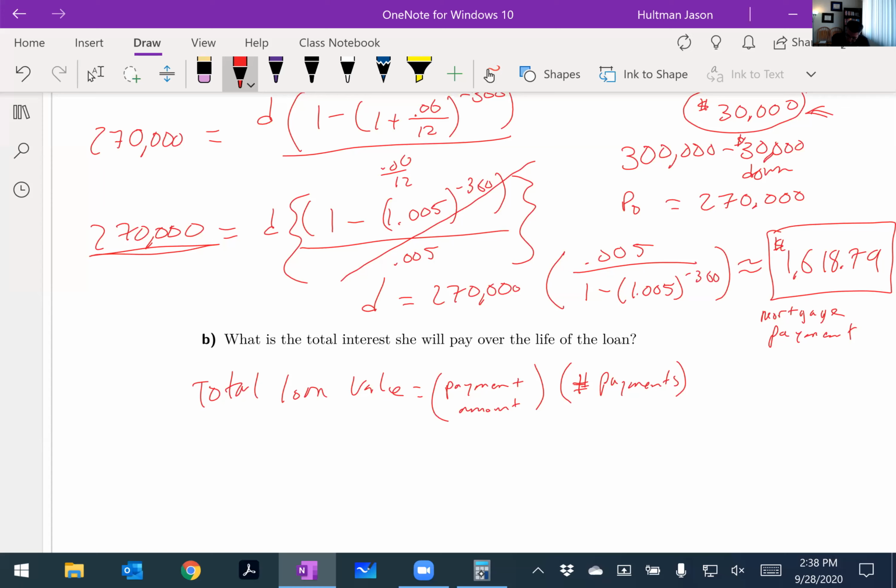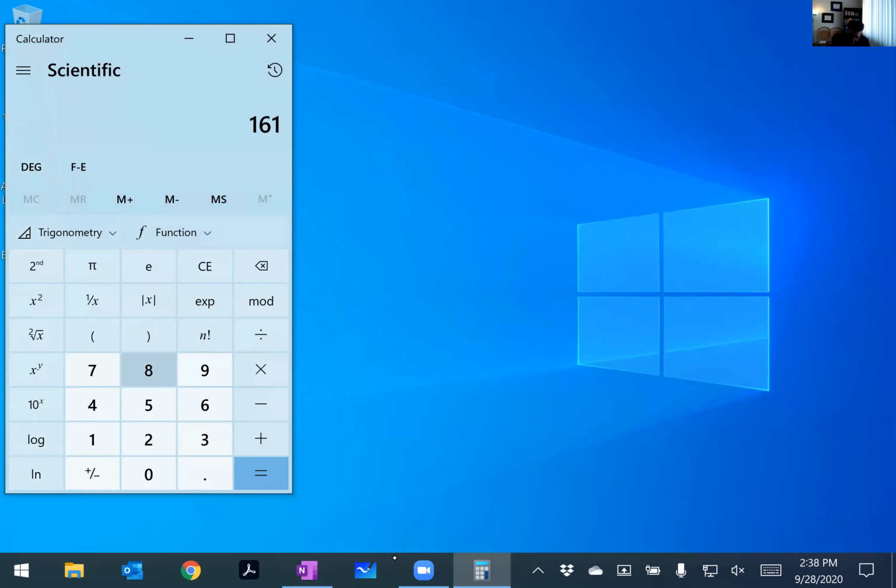Okay, so what's the payment amount? The payment amount was $1,618.79 times 360 total payments. Right? So let's calculate that out. What's the total value of the loan? This is principal and interest. Okay, clear. So 1618.79 times 360 payments is $582,764.40.